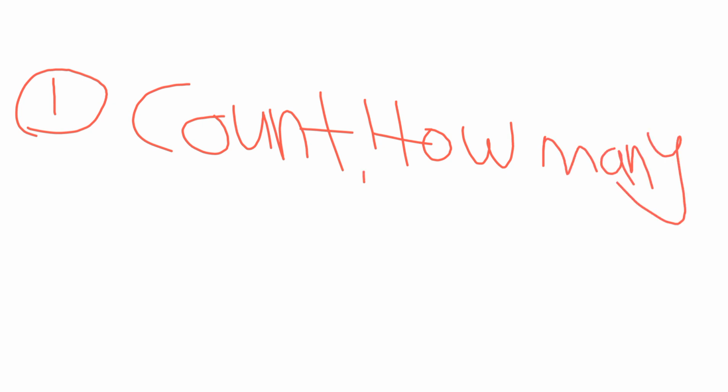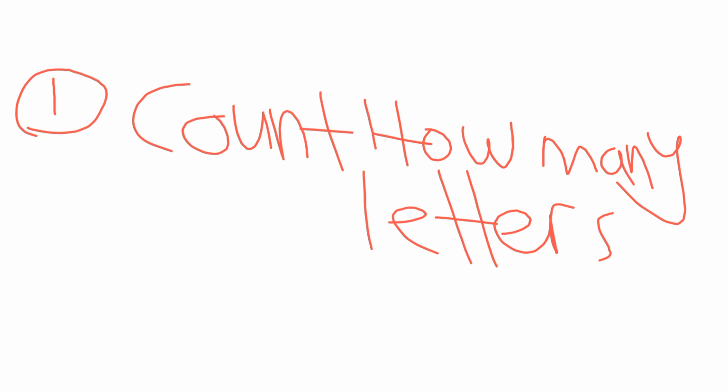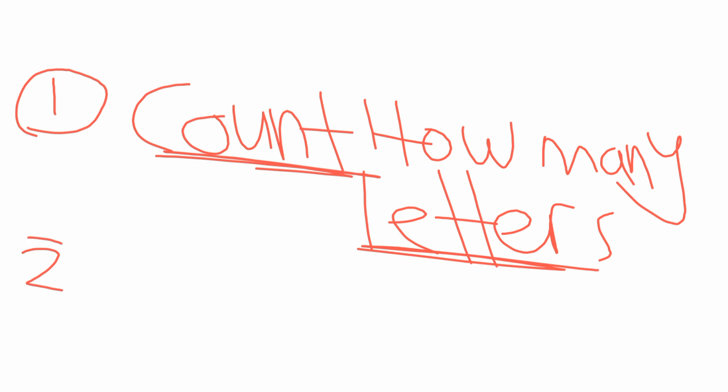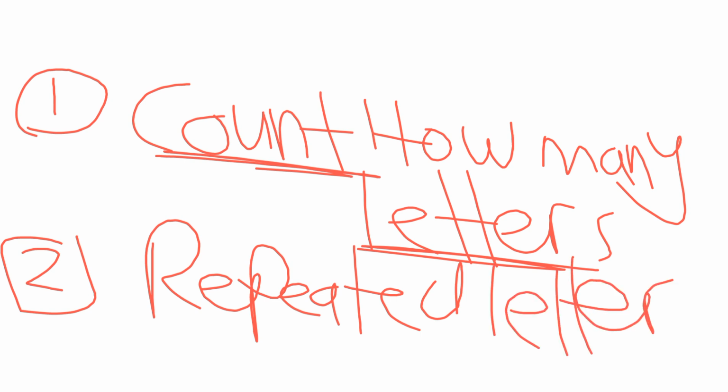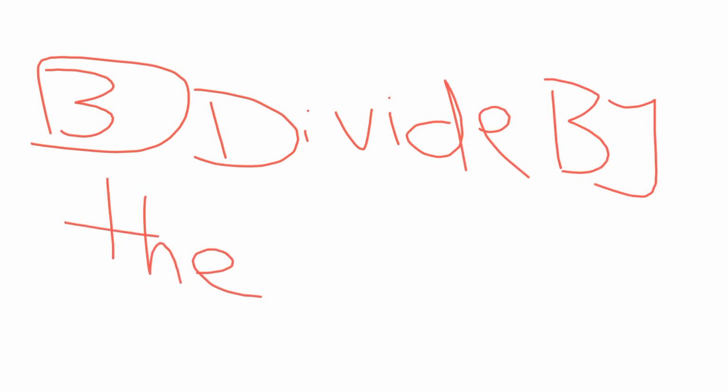First, two or three steps I'm thinking of. First step is I count how many letters. Not only a letter or two, as I can say to count it. That's incorrect, absolutely. So I count only how many letters. Second step, do I have any repeated letter? I have to check if I have any repeated letter. Third step, I divide by the repeated letter.